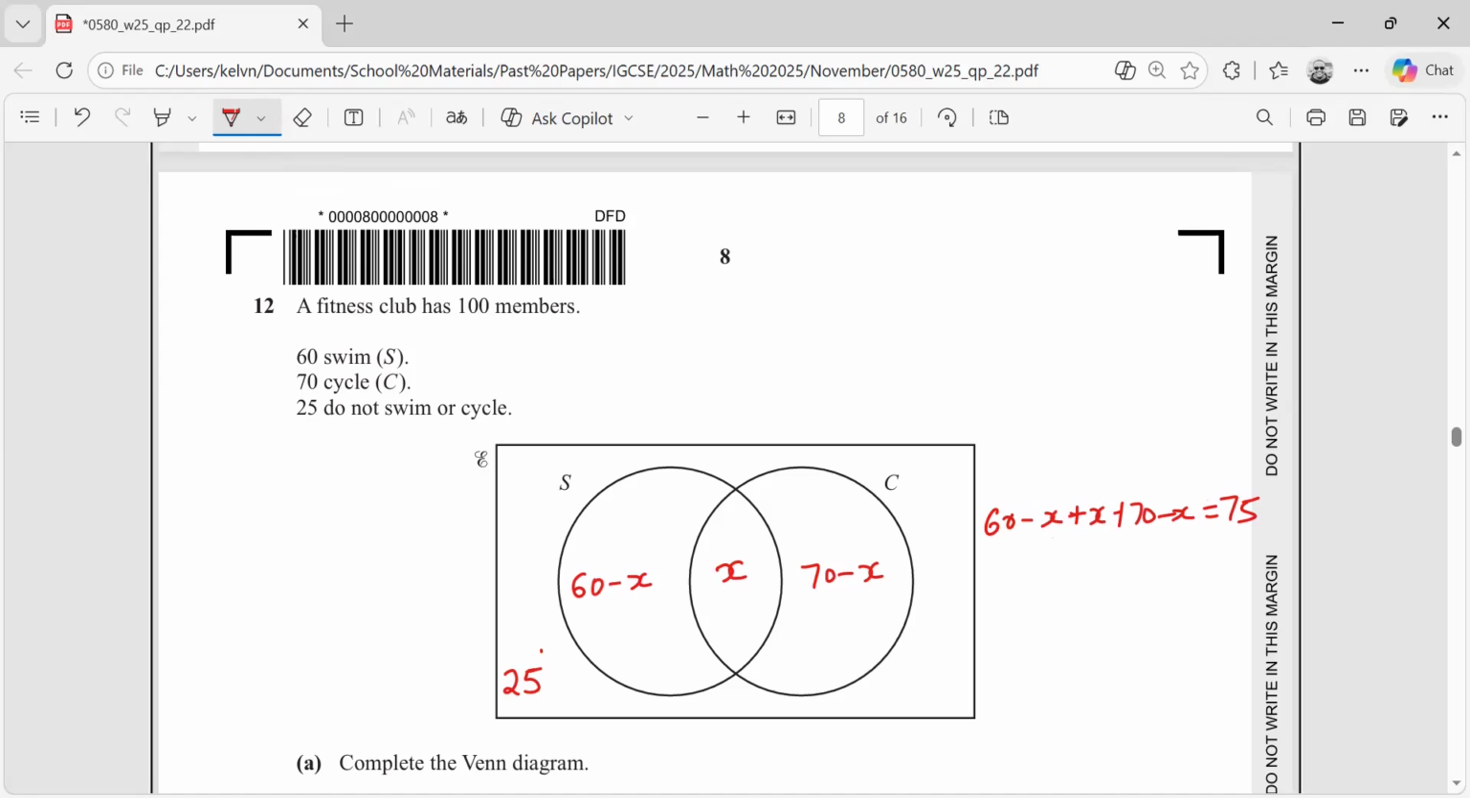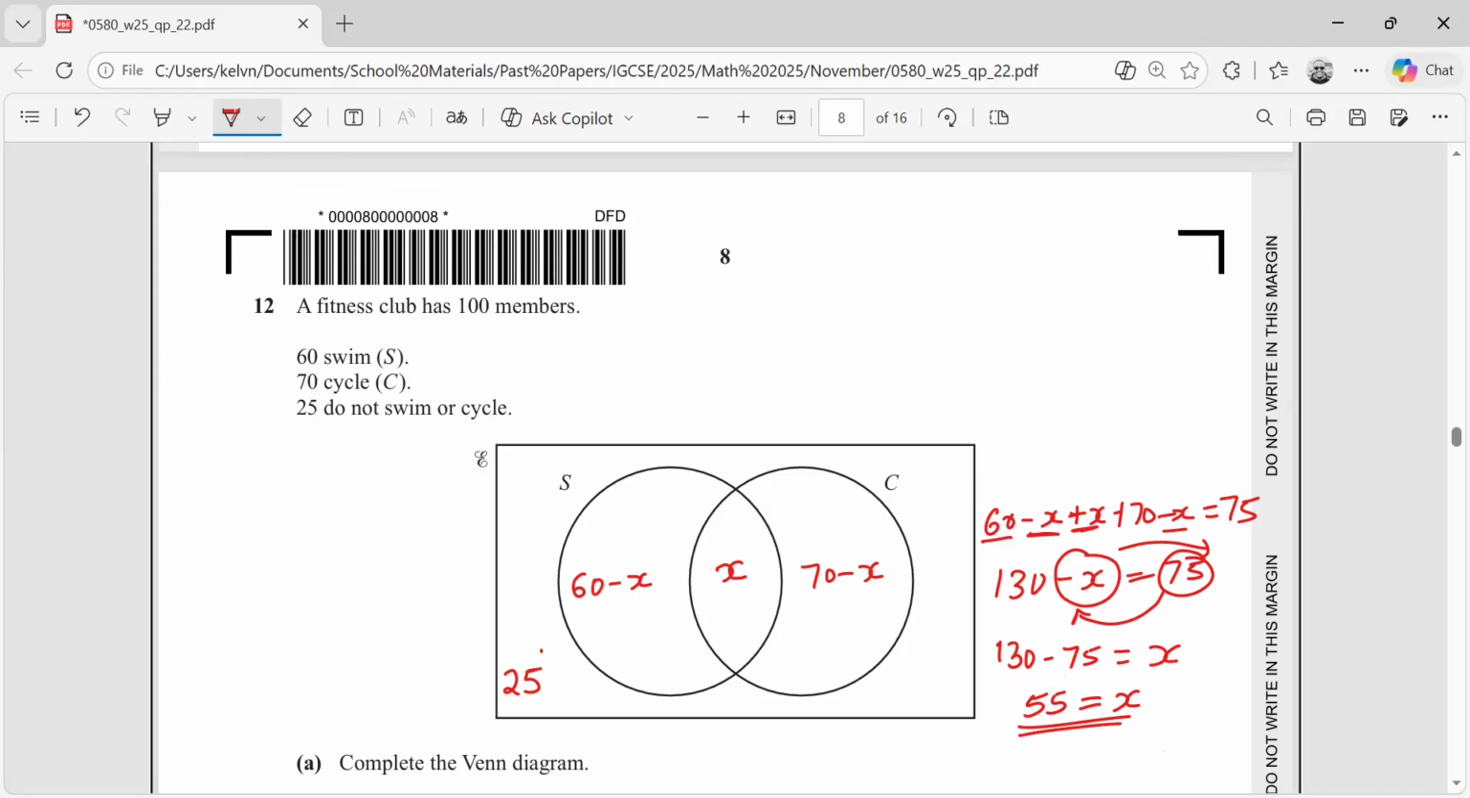60 plus 70, I believe that's 130. Minus X plus X is 0, so it cancels. We're only remaining with this minus X here, and all of this equals 75. To find X, we can take this negative X to this side where it becomes plus X, and this 75 to the other side. Then we have 130 minus 75 equals X. 130 minus 75, I believe, gives us 55. And we know X equals 55.